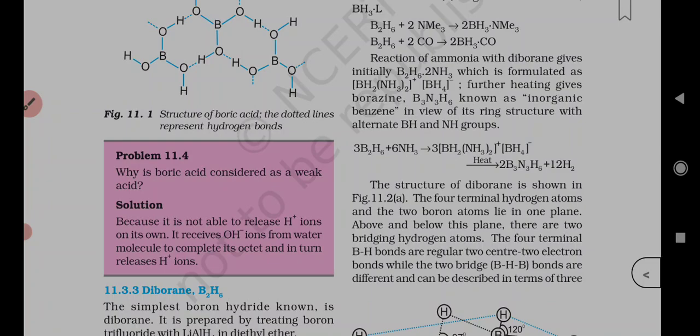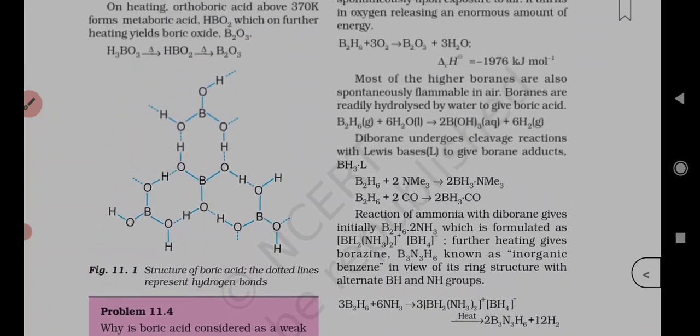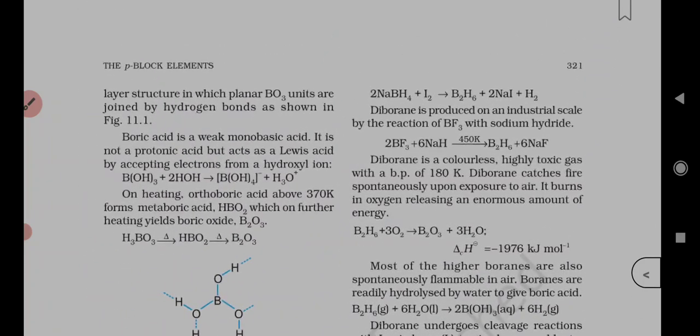Diboron is produced on an industrial scale by the reaction of BF3 with sodium hydride. So diboron is produced on an industrial scale. So you have to take diborane and make it on an industrial scale by the reaction of BF3. You have to take BF3 with sodium hydride. Suppose you have to set up a company, an industry. So how can you prepare diborane in industry? By the reaction of BF3 with sodium hydride.